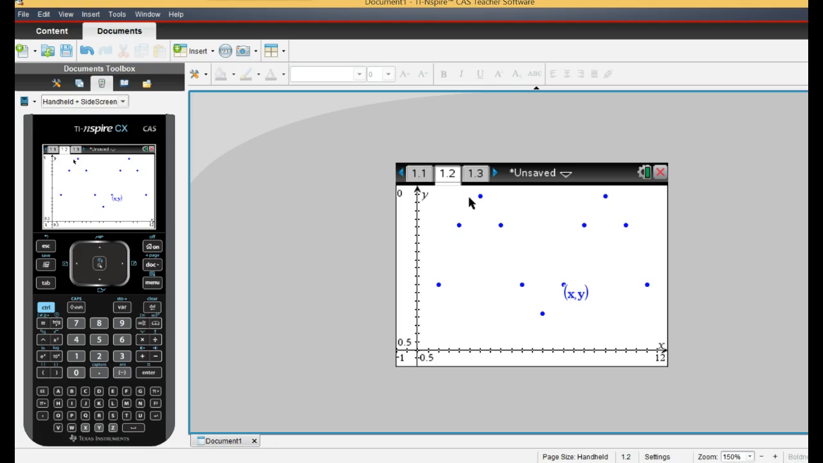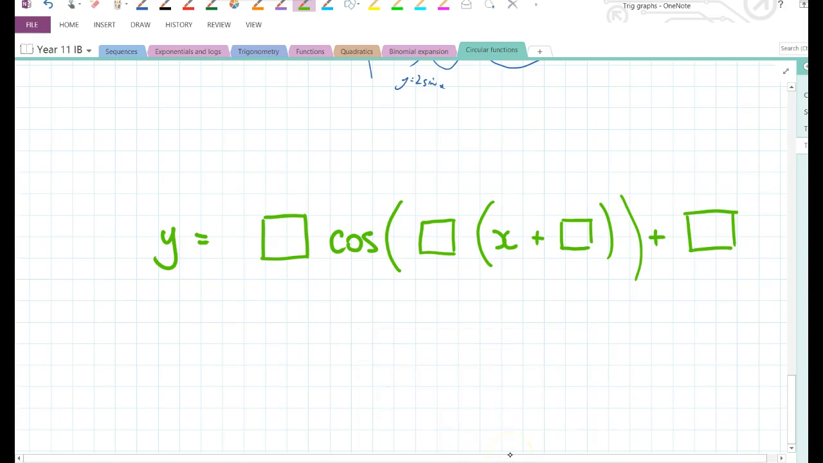So that tells me that this has been displaced 3 to the right, a horizontal translation of 3 to the right, which means I need to be putting a -3 in there. A -3 in there gives me a translation to the right of 3. So we've got -3 in there.